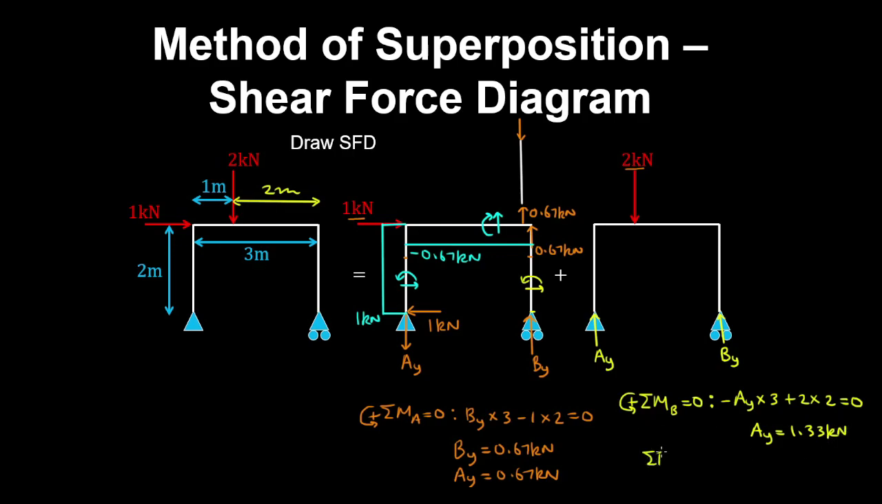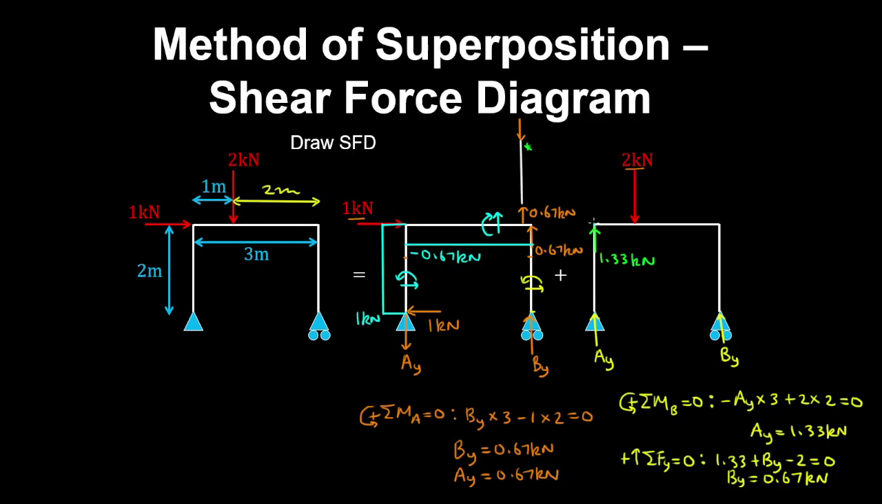And by vertical equilibrium of forces, with upwards being positive, we have Ay plus By minus 2 kilonewtons is 0. So By is 0.67 kilonewtons. And by the same argument here, by Newton's third law, we'd have an equal and opposite force to that in the column acting on the beam. So that would be 1.33 kilonewtons.